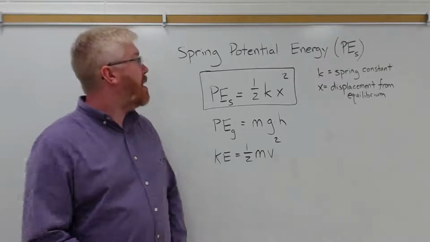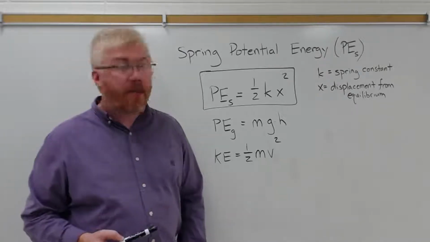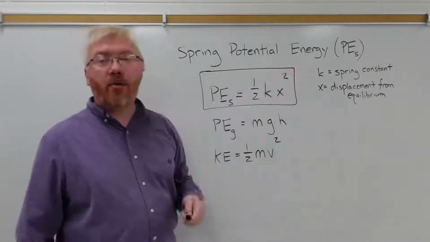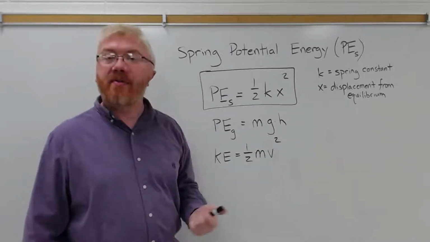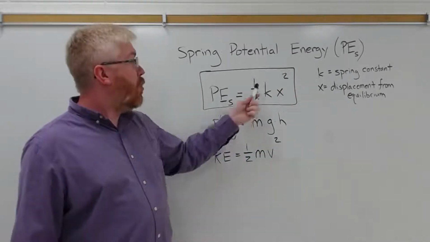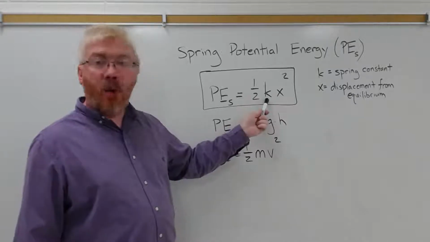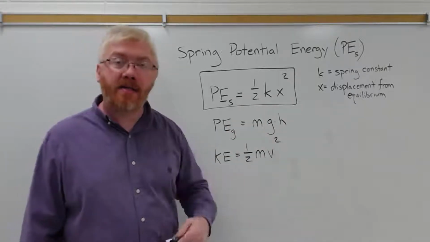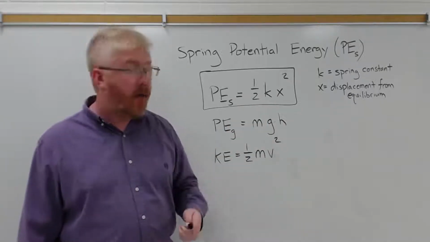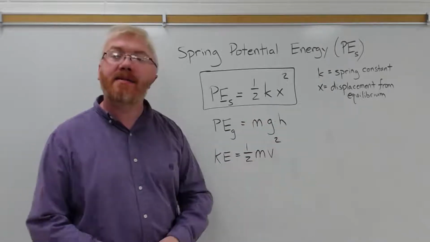All right, now we're talking about spring potential energy. Spring potential energy, or PE with a subscript of S standing for spring, is equal to 1/2 times lowercase k, which is the spring constant we just mentioned before from Hooke's law. This k depends on the spring.